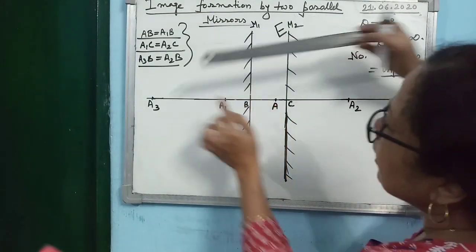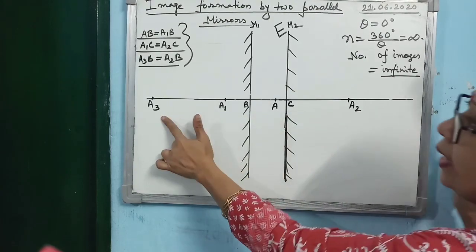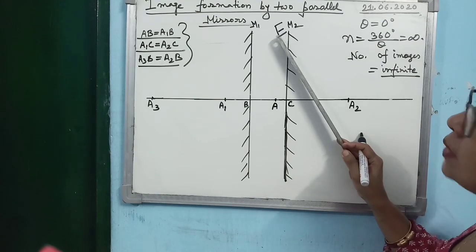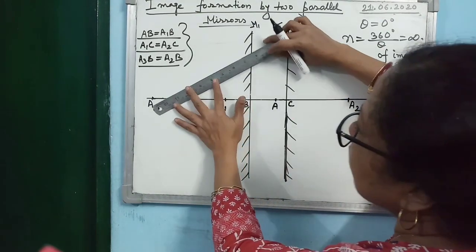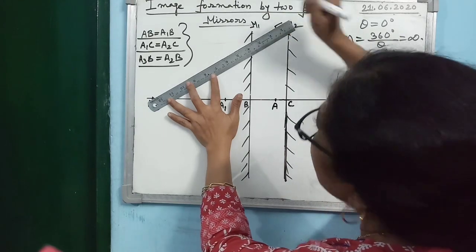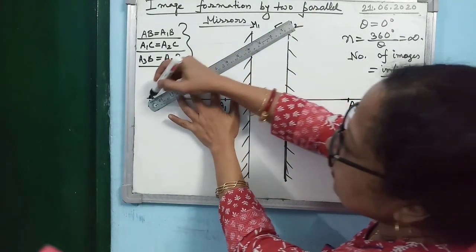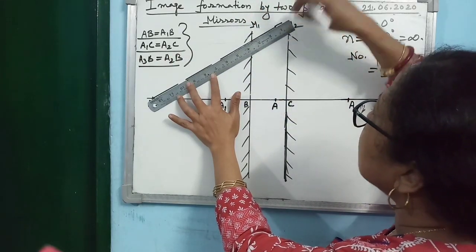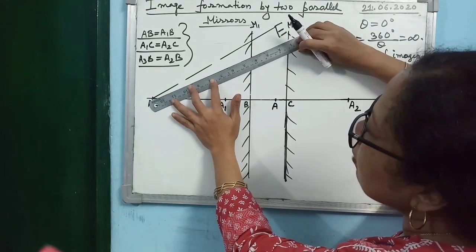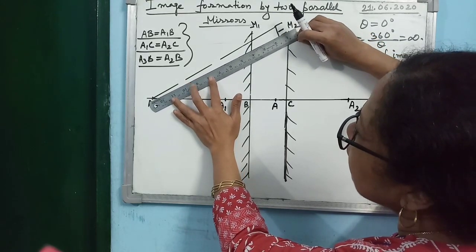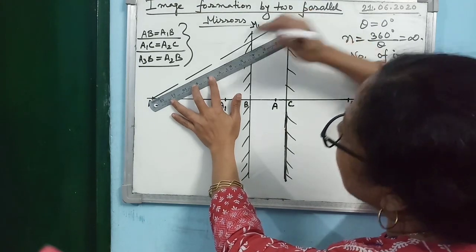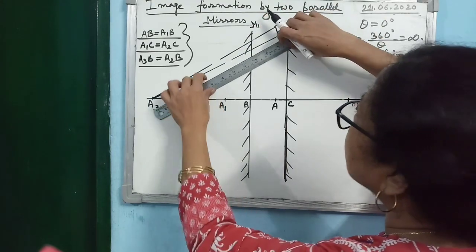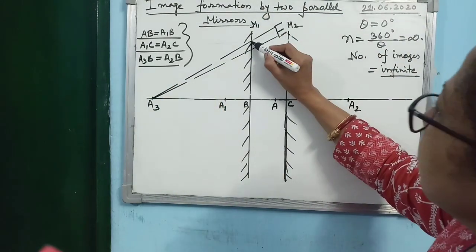So you see, after marking A, A1, A2, A3, following this, the second step is to locate observer I. Then the third step: join A3 with the upper point of the observer I, holding the scale like this. While joining, at the back of the mirror it is dotted, in front it is solid. Then bring it down a little and join it again with the lower point of the observer I. Alright, so two lines you have got.